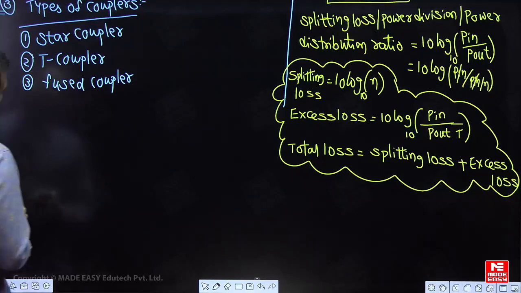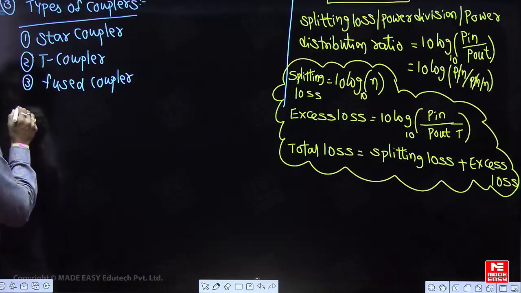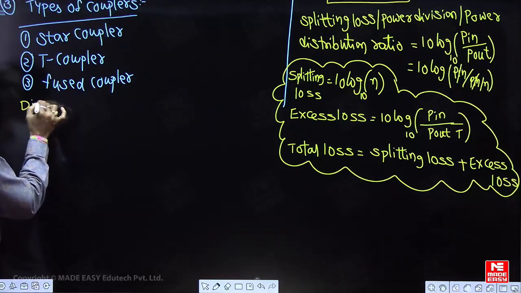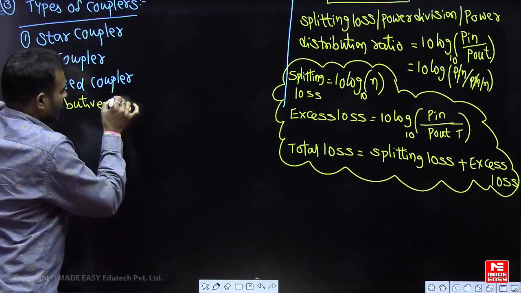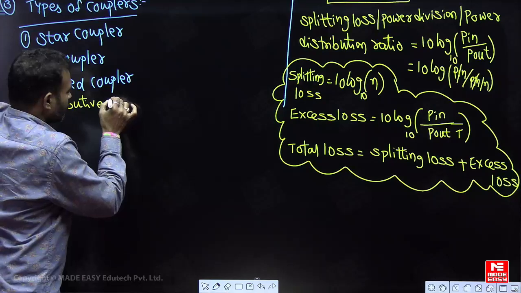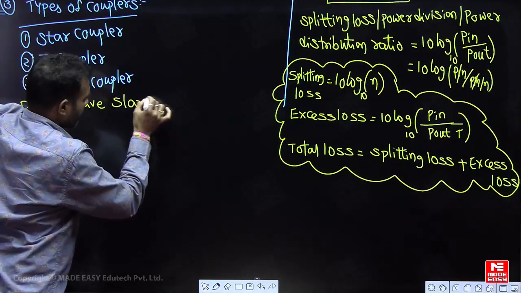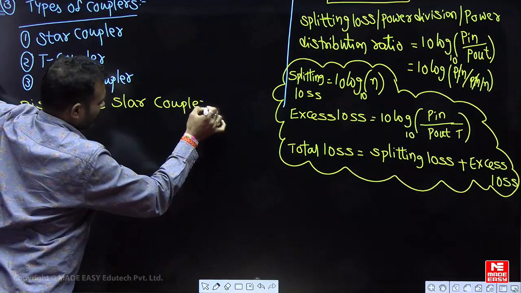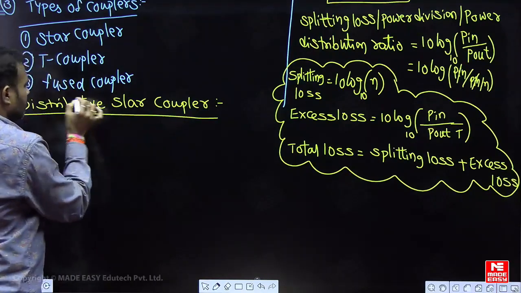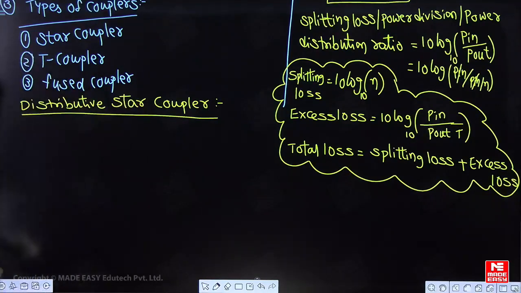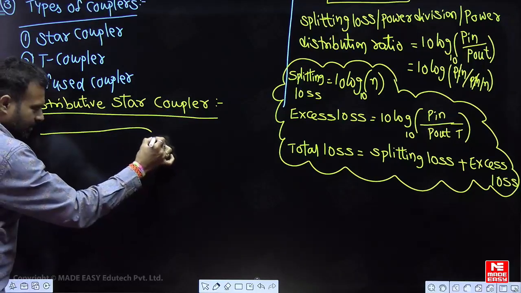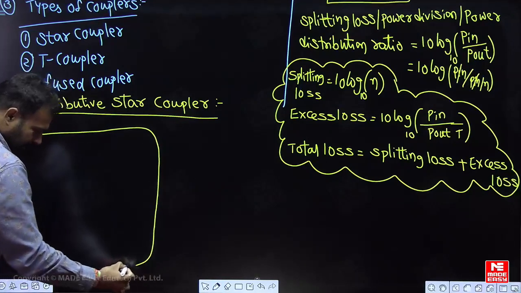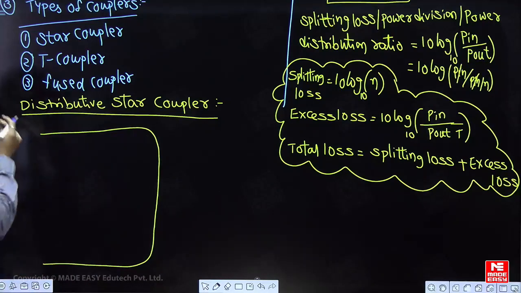Next, I am talking about another one, called the distributive star coupler. If you talk about the distributive star coupler, once we see it, it looks like this. See, the disadvantage that A.R. Singh asked about is overcome here.